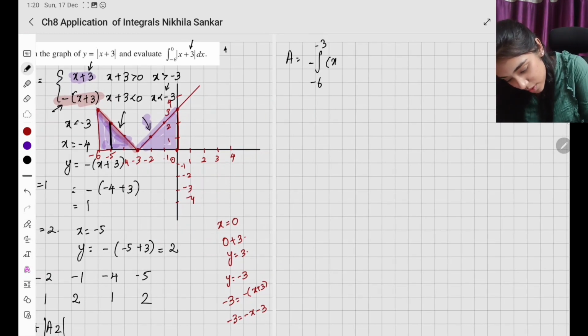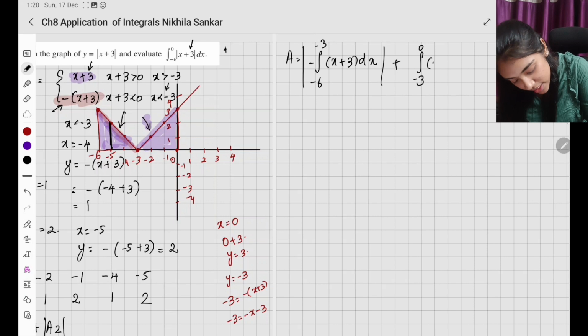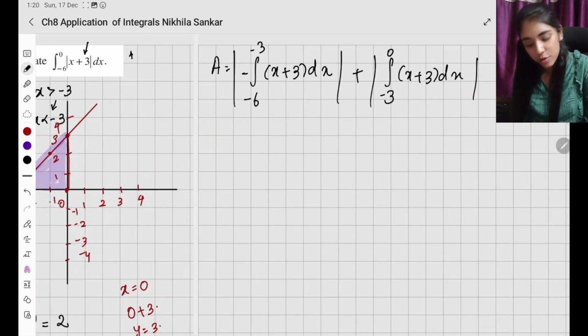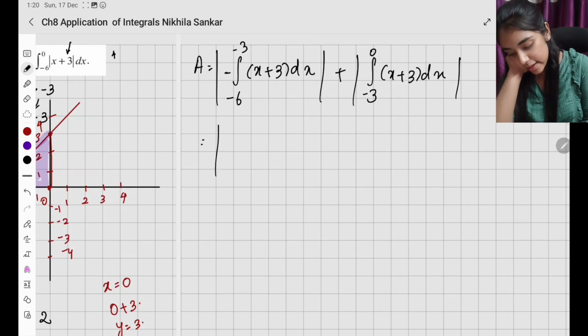The minus comes out. I have the integral of x plus 3 dx inside absolute value, plus the integral from minus 3 to 0 of x plus 3 dx inside absolute value. When I start solving this, there is a negative sign. So negative becomes positive. Okay. So let that be there.